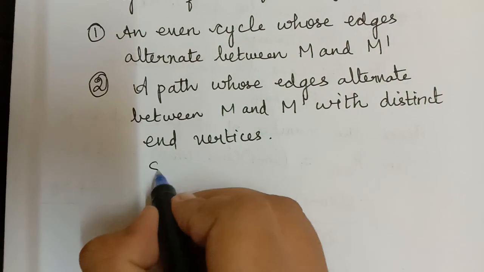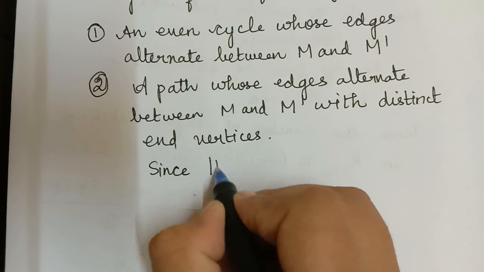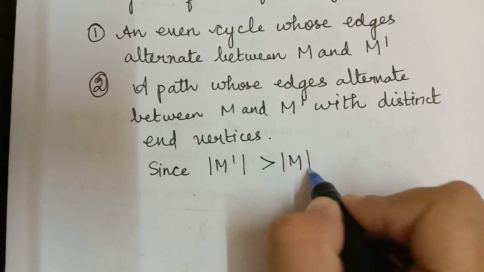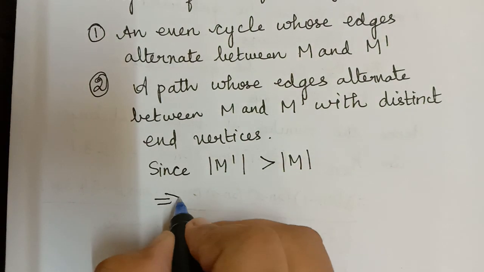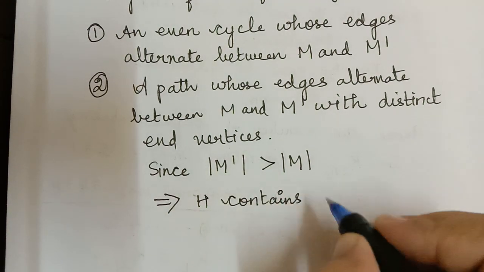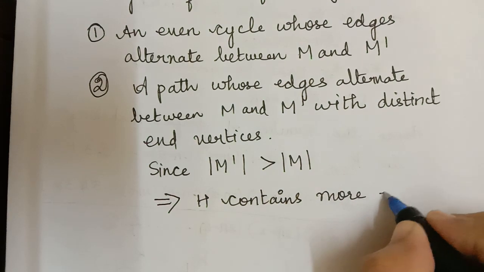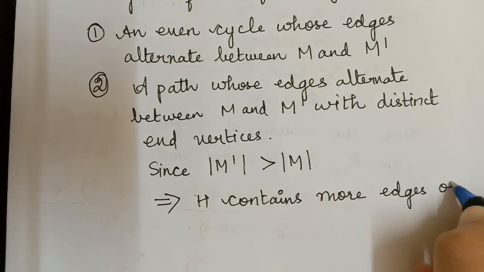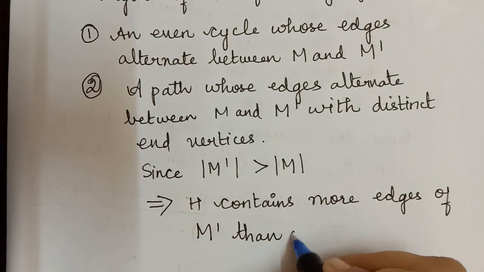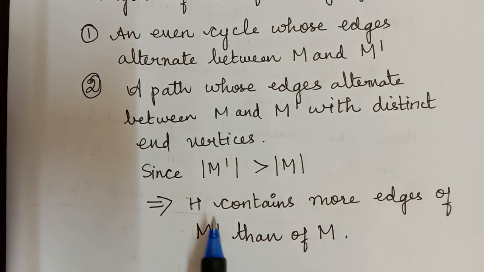And since we know that, because M dash is the maximum matching, the cardinality of M dash will be greater than the cardinality of M. So this shows that H contains more edges of M dash than of M. So we infer that the subgraph H contains more edges of M dash than M, because H is formed by taking the symmetric difference of M and M dash.